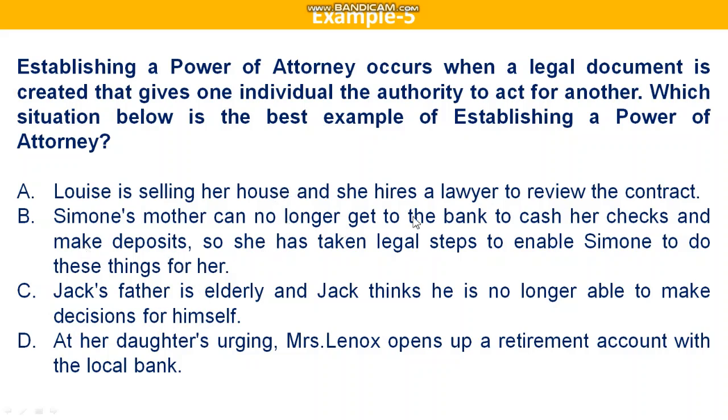According to me, option B is a correct answer as Simon's mother can no longer get to the bank to cash her check and make deposit. So she has taken legal step to enable Simon to do these things for her. So she has given that authority to her son to do all bank transactions. Means this is the best example of power of attorney.